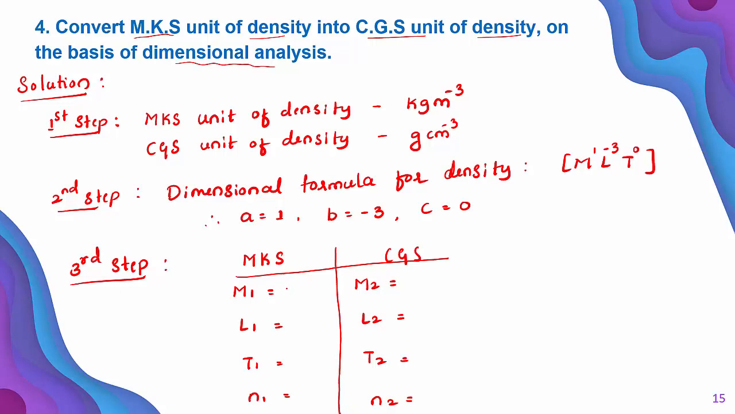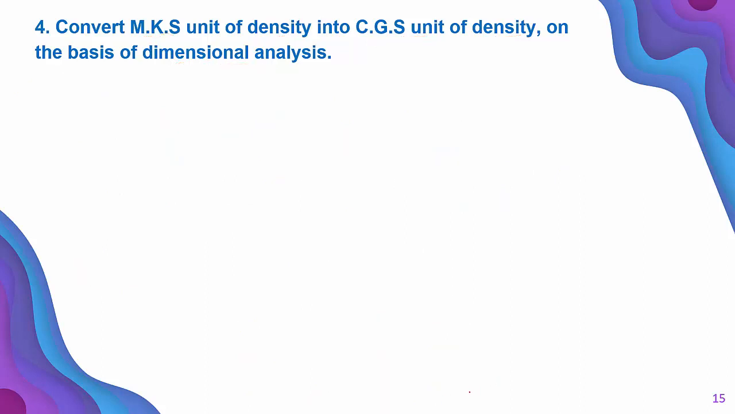Now we have to write the values. In the MKS system, mass is measured in kg, but in CGS we measure in gram. Length is measured in meter, and here it is measured in centimeter. Time is the same in both systems, that is 1 second, and the numerical value in MKS, let us take it as 1. But we have to calculate the value of N2, that is in the CGS system. This is step 3.